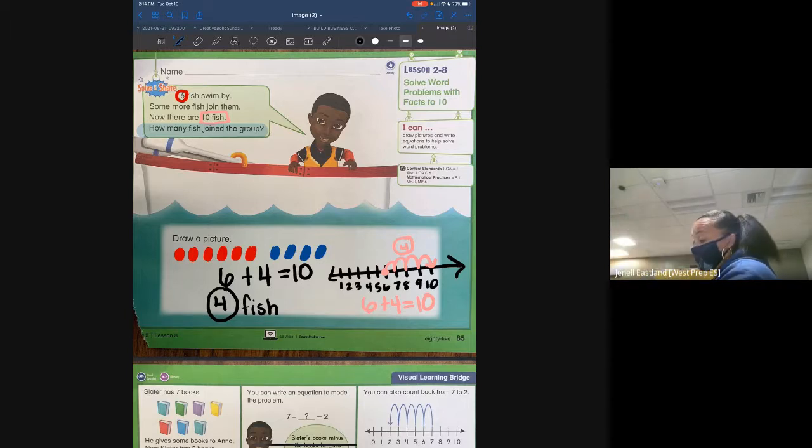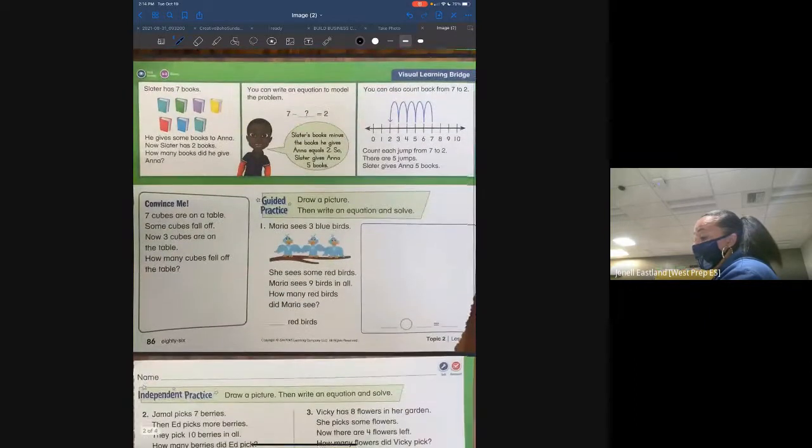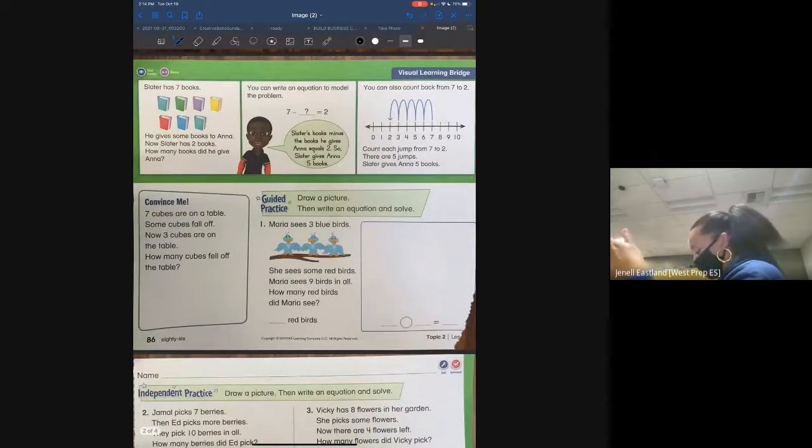Okay. So as I'm moving forward, and I'm talking about my visual learning, we're going to get a little deeper into solving word problems. Okay. All right. Here we go. Our essential focus, our question today is how can you draw a picture and use an equation to solve a problem? Okay.